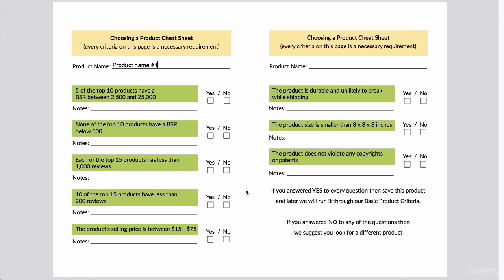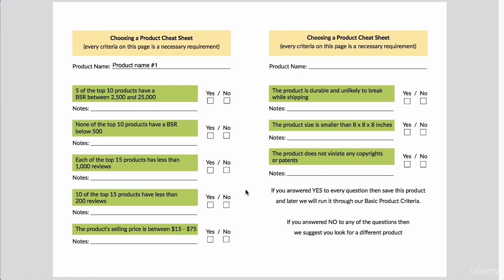The first criteria is 5 of the top 10 products have a BSR between 2,500 and 25,000. This thing called a BSR is going to be very important to us when we're looking at potential product ideas. What it stands for is bestseller rank. It's a way for Amazon to tell us how well a product is selling within its main category. So I'll give you an example now.